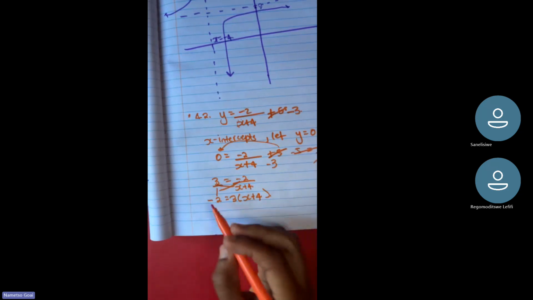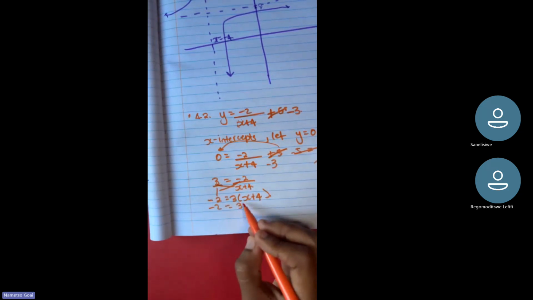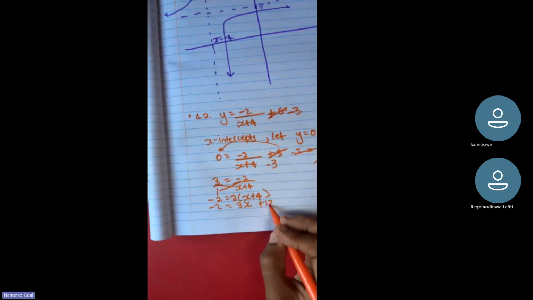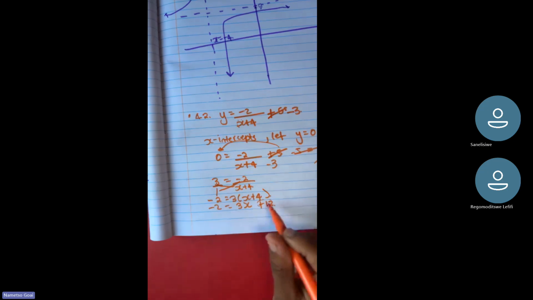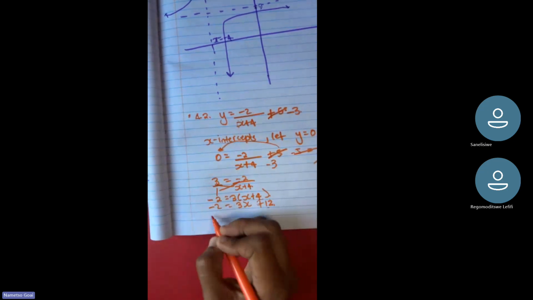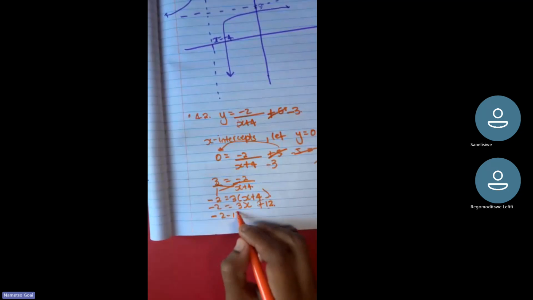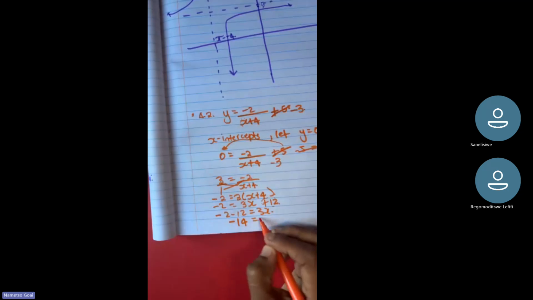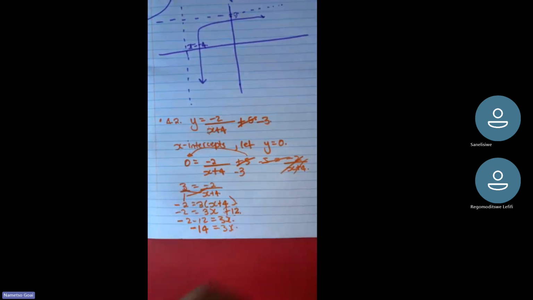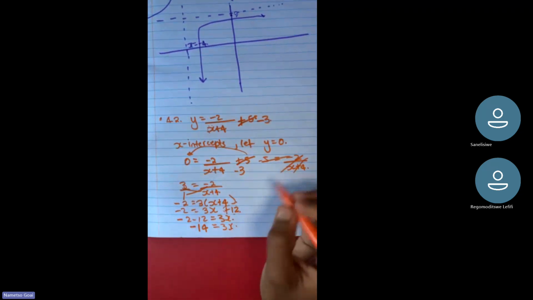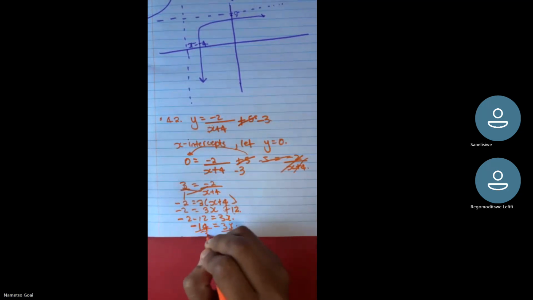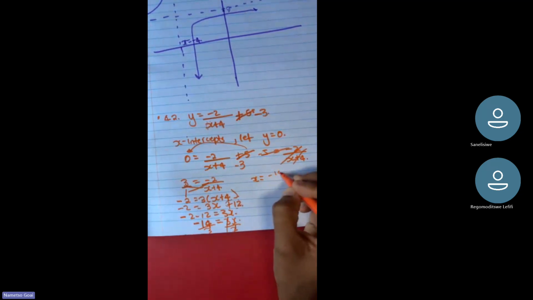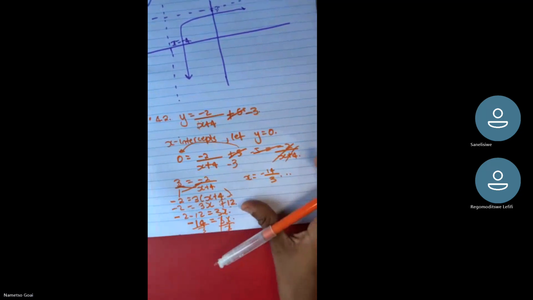So we're going to have negative 2 over here equals 3x plus 12. Then we have to take this 12 to the other side. So we're going to have negative 2 minus 12 equals 3x. It'll be minus 14 equals 3x. Now, for the x value, we would have to divide both sides by 3. So our x will be equal to negative 14 divided by 3.